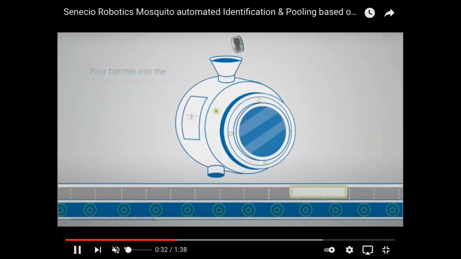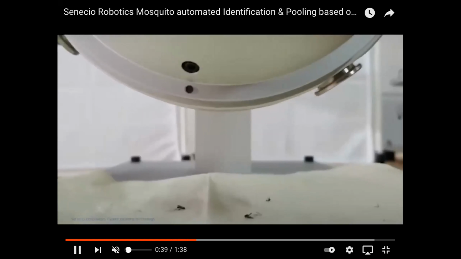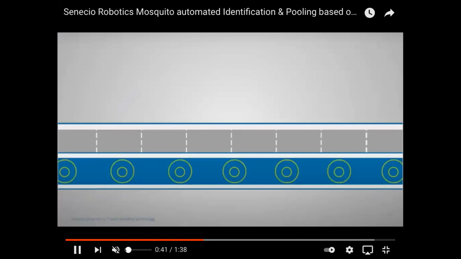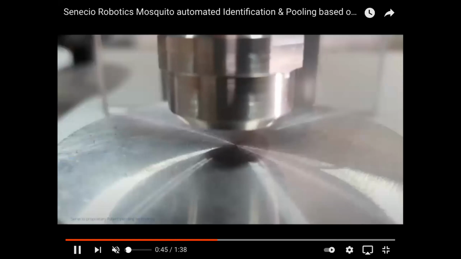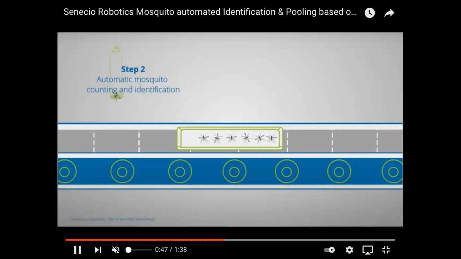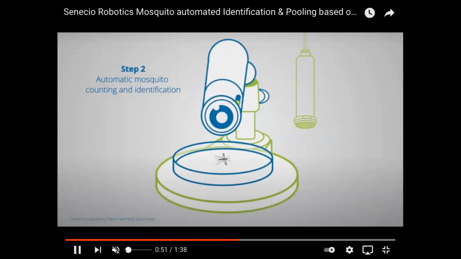We bring the trap, we put it inside the machine, which separates the mosquitoes and injects them on a moving conveyor. As the conveyor moves, we take images of the different mosquitoes and classify them, and then we also take them and later pool them into different vials.